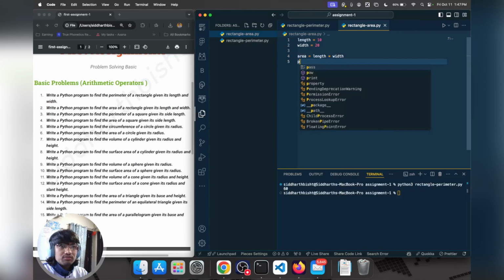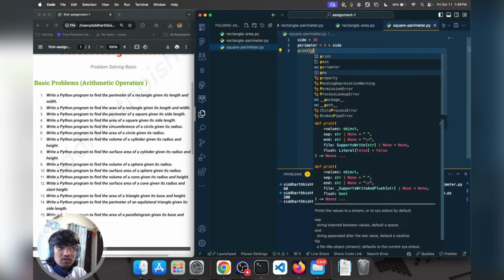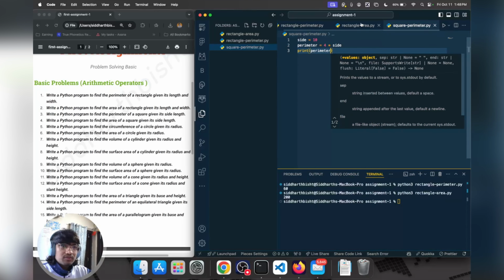Perimeter, okay, the spelling is correct. Yes, perimeter is simple, 4 multiplied by the whatever the length of the side is. Okay, that is this side. And if I just wanted to print it, it's quite easy. Print perimeter, and if I run it, Python 3 square parameter.py, and we got its parameter. So third problem solved. Let's solve the fourth one.